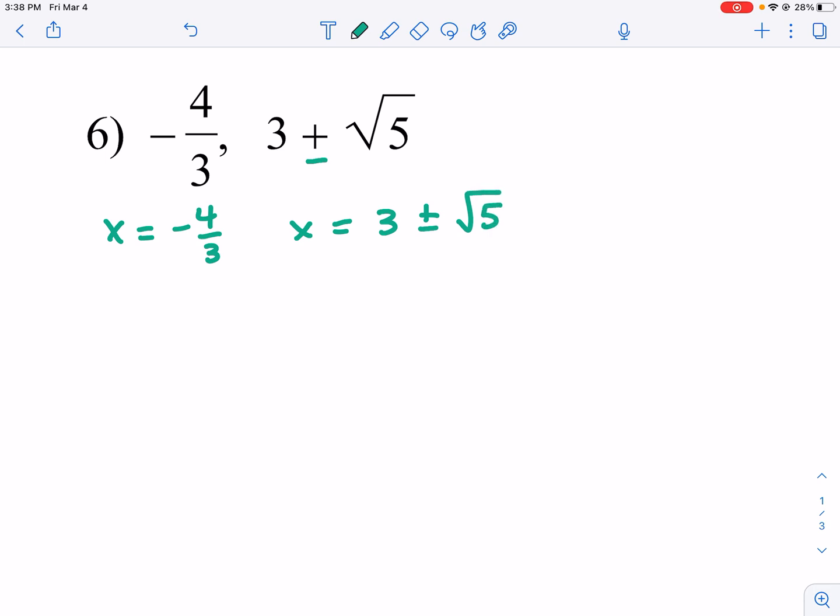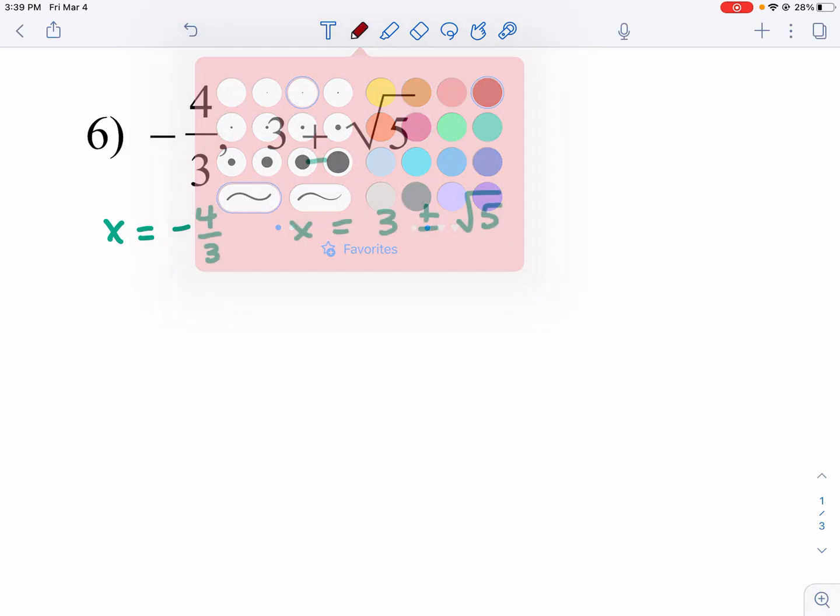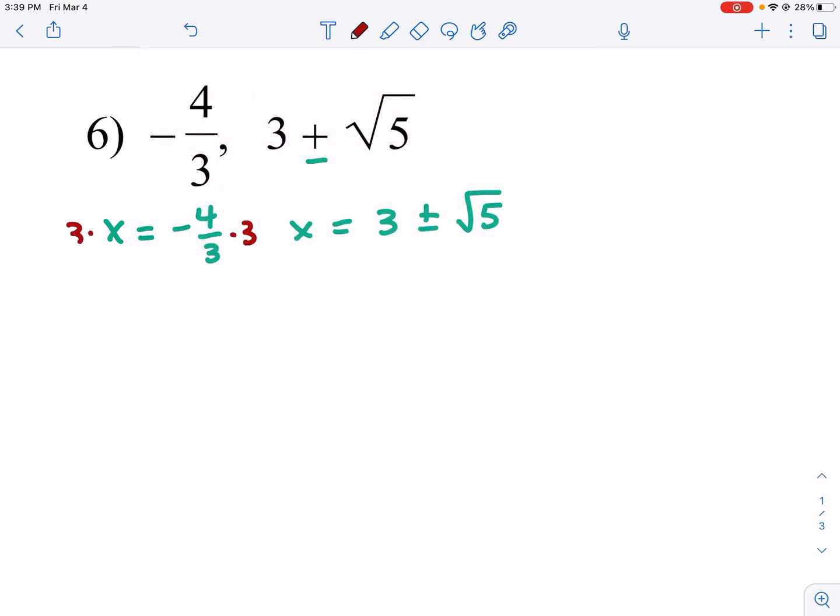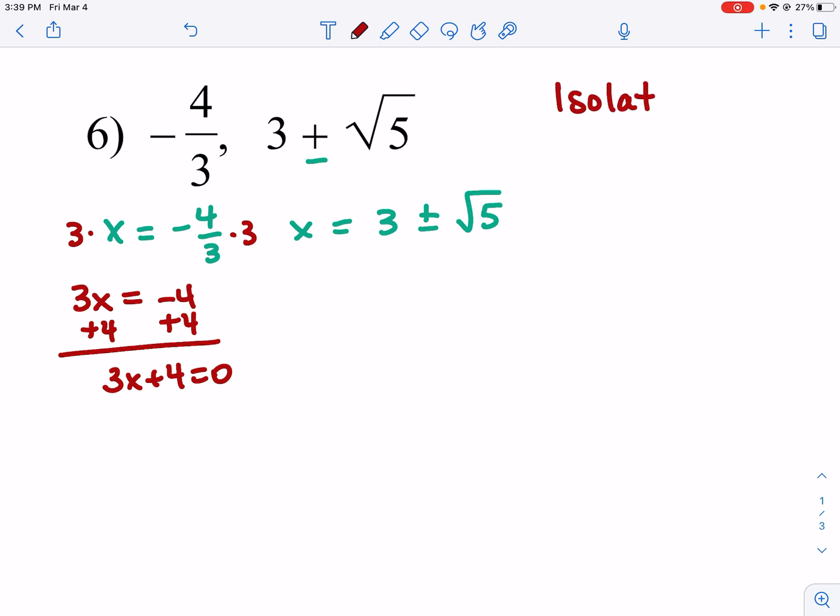And then I'm going to get it to equal 0. So multiply by 3, add 4. So here's my first one. However, when it's irrational, I want to isolate the plus minus the radical, and we're going to take care of it after that. You don't have to do it this way, but I believe that it really brings down the number of steps that we're going to have to do.